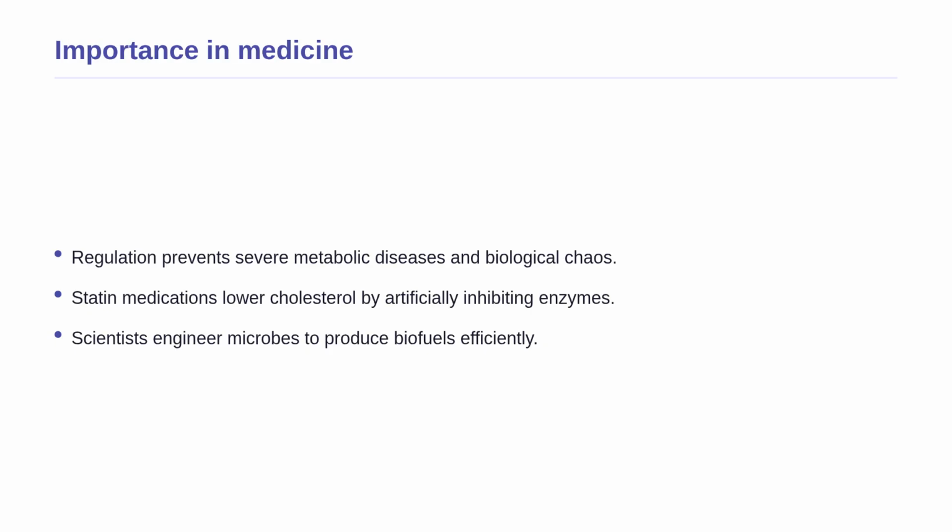So, why does this precise control matter in real life? Without enzyme regulation, biological chaos would ensue. For example, if glucose-breaking enzymes never turned off, blood sugar would plummet to fatal levels. In modern medicine, many life-saving drugs work by artificially regulating enzymes. Statin medications, for instance, lower cholesterol by inhibiting a key enzyme in its production pathway. Understanding this also allows scientists to engineer microbes for producing biofuels efficiently without shutting down their own metabolism.